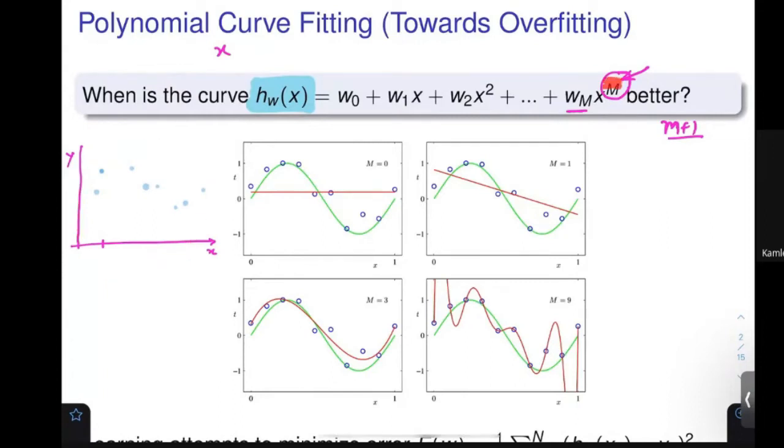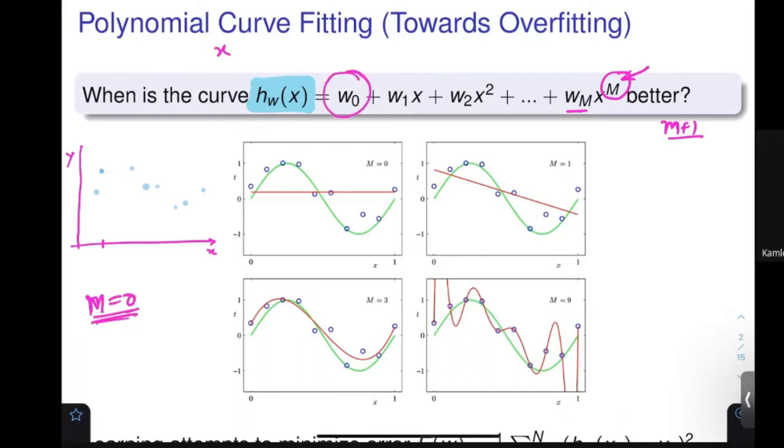Let us model this using this kind of equation, where I say W0 plus W1x plus W2x square up to Wmx to the power m. Let us model this problem using this equation. One by one, I am going to increase the power of the model. First, let's assume that capital M is equal to 0. If M is equal to 0, then this equation becomes what?